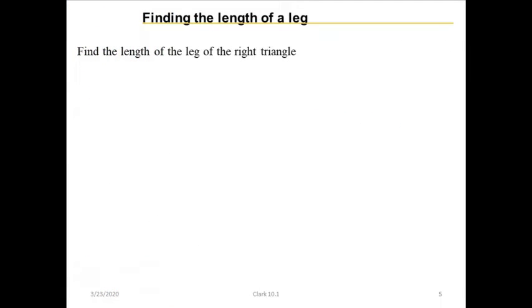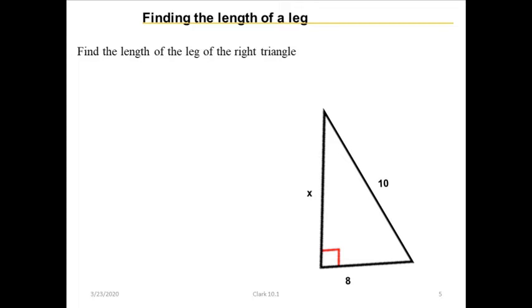Another example. Find the length of the leg of the right triangle as illustrated below. Let's identify first the given. We're given the length of the hypotenuse, that is opposite of the right angle, which is 10. And then one of the legs, that is 8. And the missing one is the other leg.